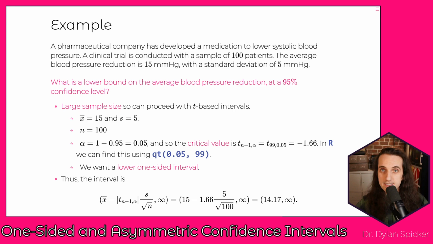And so the idea here is that from the information, we can say that we're 95% confident that the effect is at least 14.17 or higher, right? In terms of the reduction. You're going to get at least a 14.17 millimeters of mercury reduction. Maybe a larger reduction. It's going to be somewhere between there and infinity. We could have found a confidence interval for the effect, the reduction here, but in this case, all we want to report is what is the minimum that we're expecting this effect to actually be.